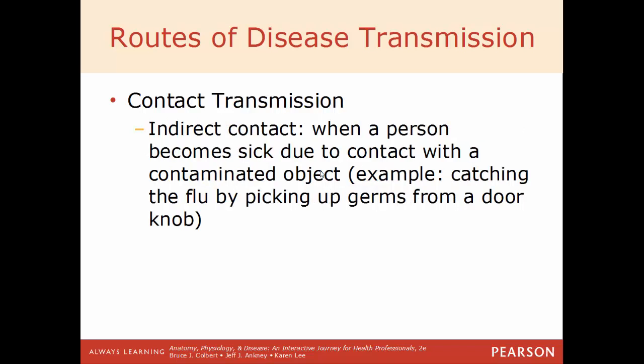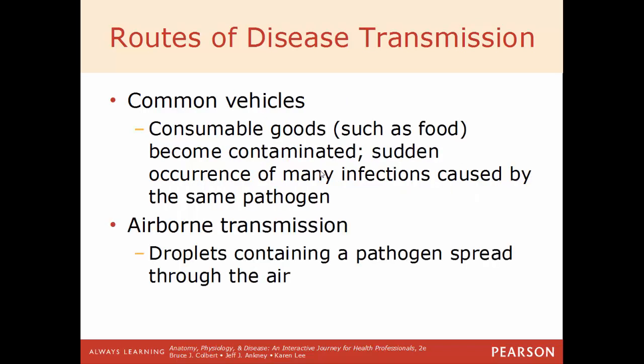And then you have indirect contact. It's when a person becomes sick due to contact with a contaminated object. A good example of that is contracting the flu by touching a doorknob after someone who has been sick has already touched it. You're not in contact with that sick person directly, but what they touched, you touched, and now you're sick. All right, some common vehicles for disease transmission: consumable goods such as food. Whenever food gets contaminated and spreads throughout a population pretty quickly, that's a common vehicle. Airborne transmission: droplets of a pathogen being spread throughout the air.